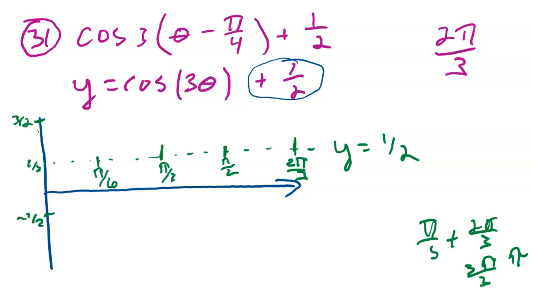Okay, so cosine, when I plug 0 in there, obviously we're going to be up here, and then we're going to be here, and then here, and then here, and then here, and this right here is my cosine of 3 theta plus 1/2. Okay. And then it says move it over pi over 4.